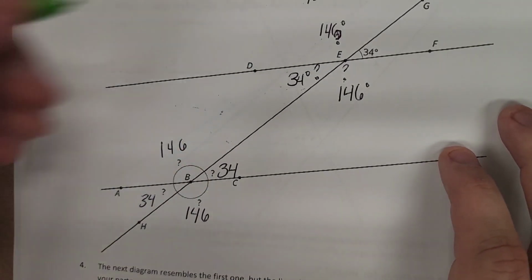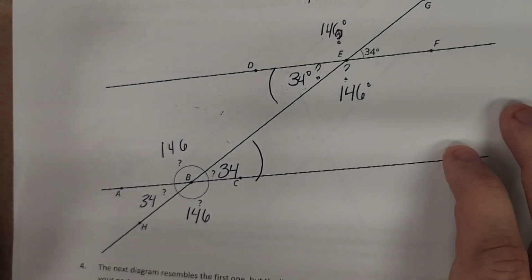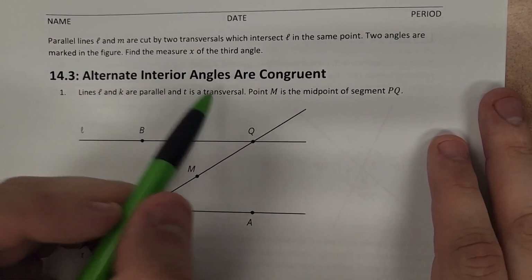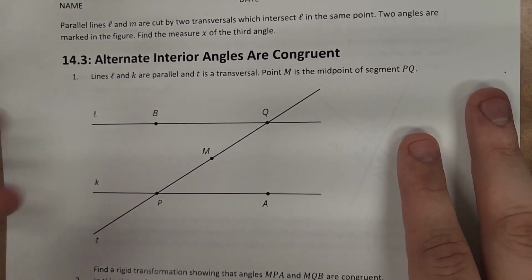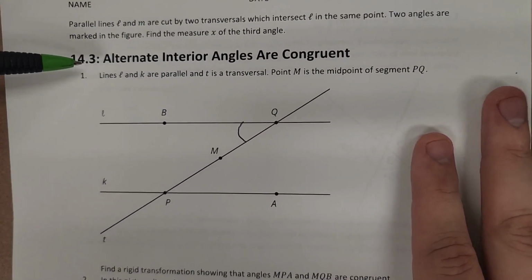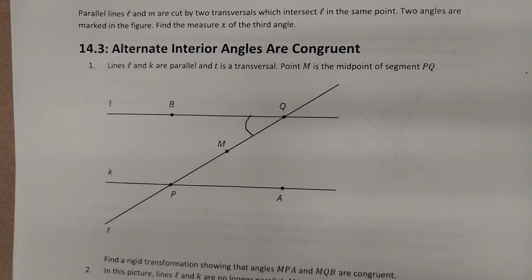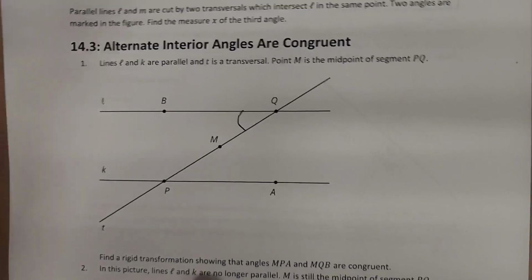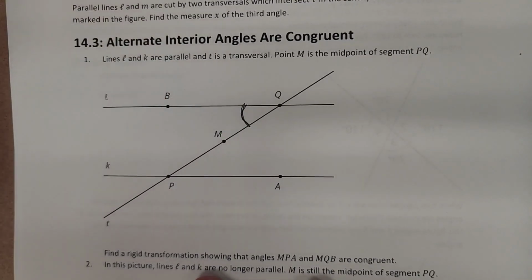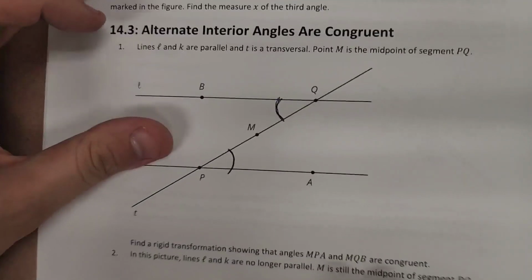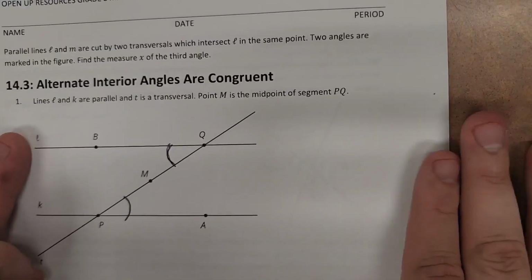Now, these two have a special name, and we call that an alternate interior angle, okay? So what does alternate mean, right? Opposite. What does interior mean? Inside. So when I say alternate interior, that means opposite inside. So if I look at this angle right here, that means it's congruent. What does congruent mean? Equal. Awesome.